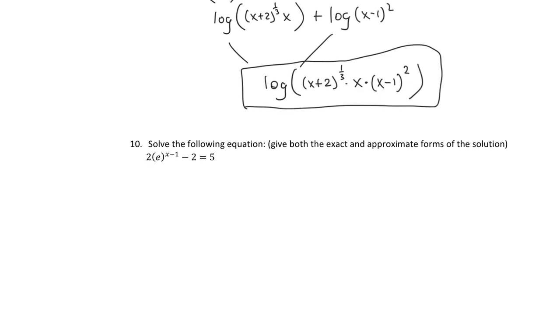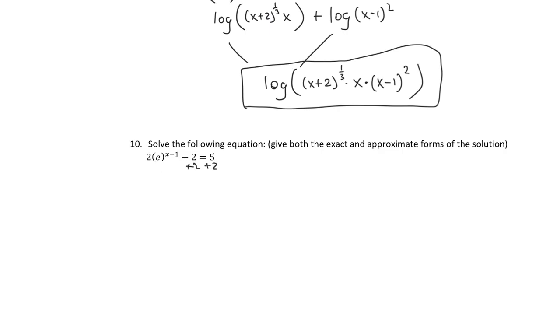Number 10, we're solving an exponential equation, which means we're going to cancel a base. In this case, we're going to have to use natural log. The only way to solve for a variable that's an exponent, remember, is to cancel the base. And natural log cancels a base e. So first we're going to add 2 to both sides and then divide by 2.